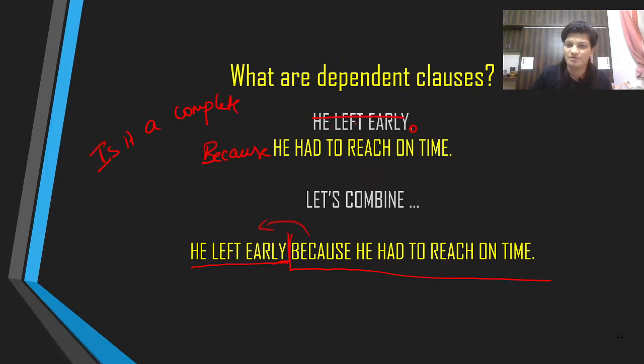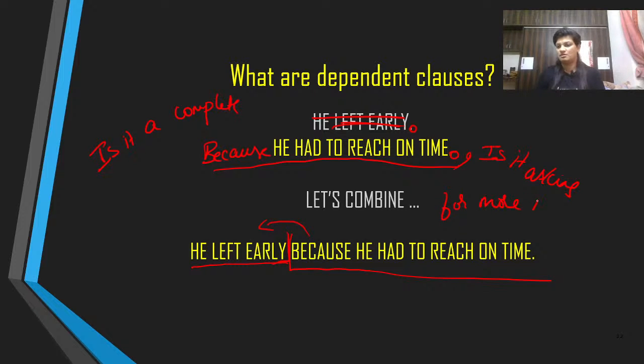Now forget about this thing totally. Avoid it. Just consider this alone. When I say "because he had to reach on time," is it possible for me to put a full stop there, or do I have to put a comma there? Is it asking for more information? This obviously doesn't convey a complete thought. It is like, okay, because he had to reach on time, what else? You are asking for more information there.